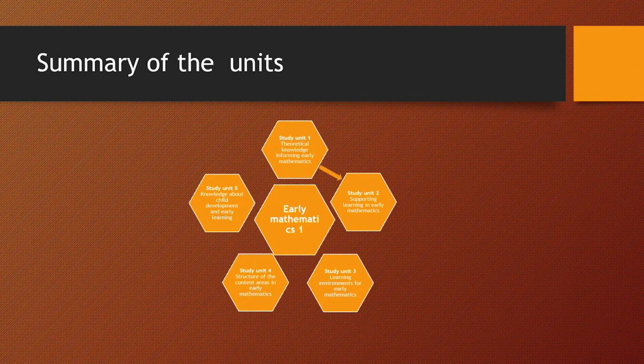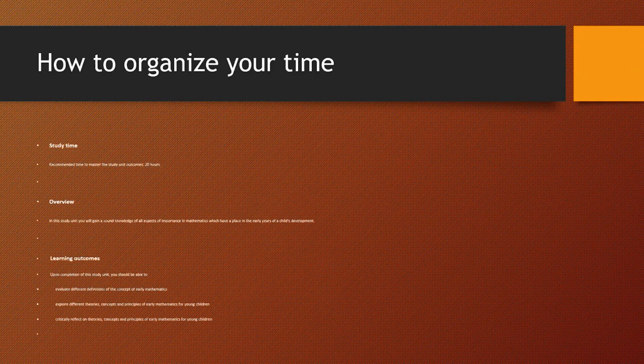So now when we look at the units that we looked at, early mathematics, again, I'm just going to recap. On the first one, we're looking at the theory, informing us about mathematics in the early years, how to teach it, what backs it up, and what are the findings regarding teaching mathematics for early students. Unit number 2, again, is speaking about how to support learning in mathematics. Number 3 is about the environment that you create. Number 4, the structure of the content areas that you'll be teaching. And lastly, the knowledge about child development and learning.